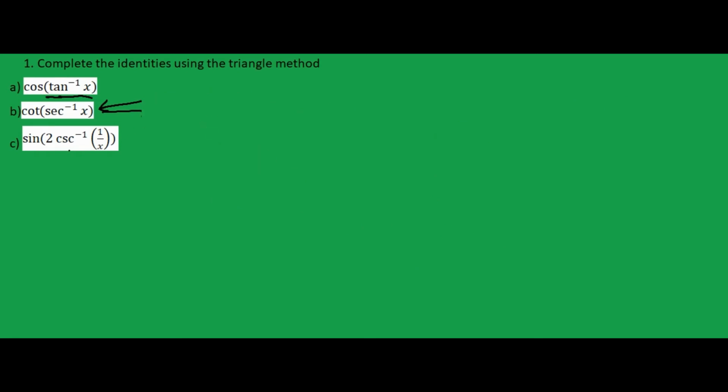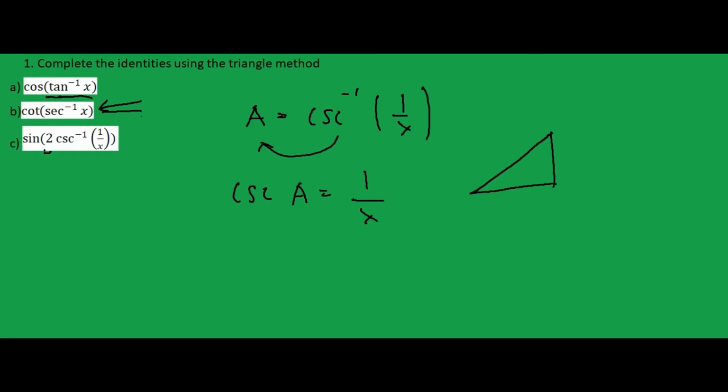Now we got sine of arc cosecant 1 over x. So same as the previous one, we make a variable. So we ignore the 2 first. I choose A. A is equal to arc cosecant 1 over x. So we bring it to the opposite side. We got cosecant A is equal to 1 over x. We make a triangle. So this is angle A.